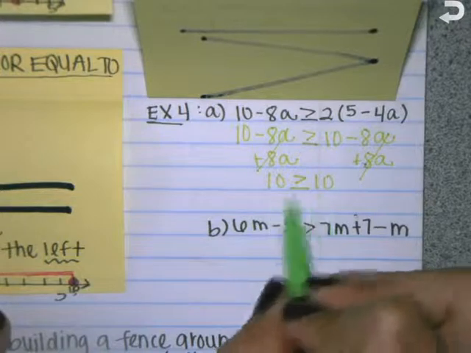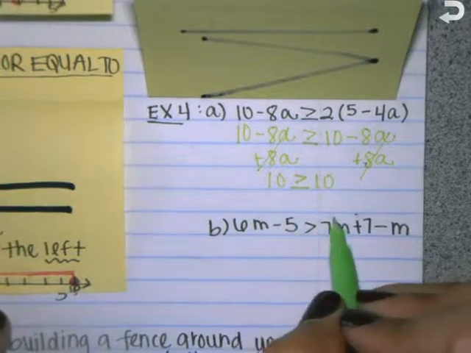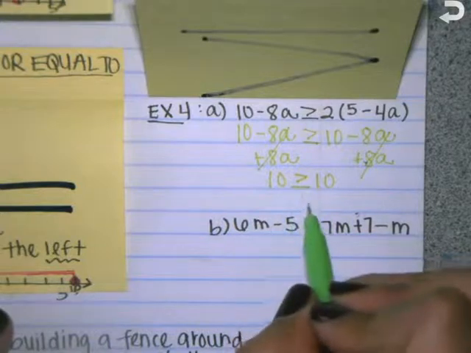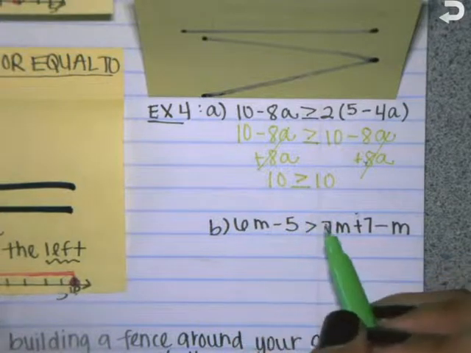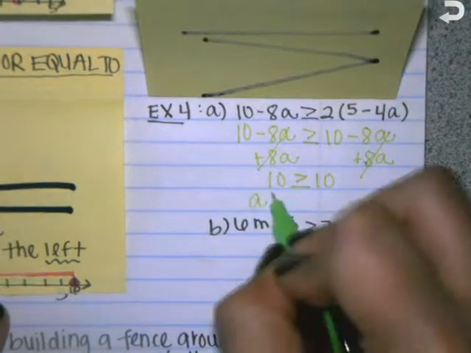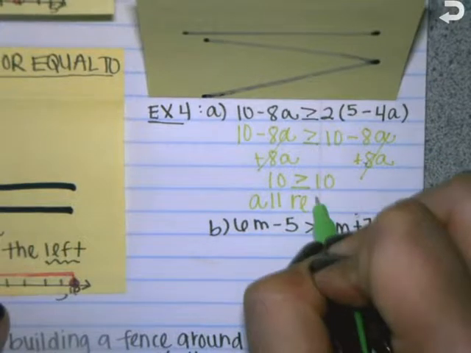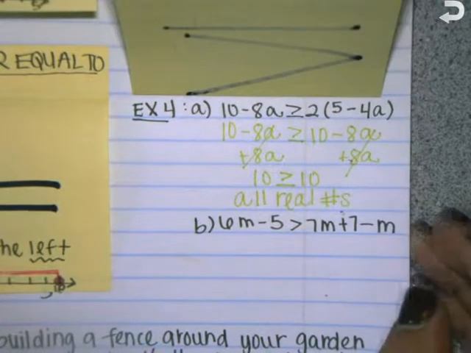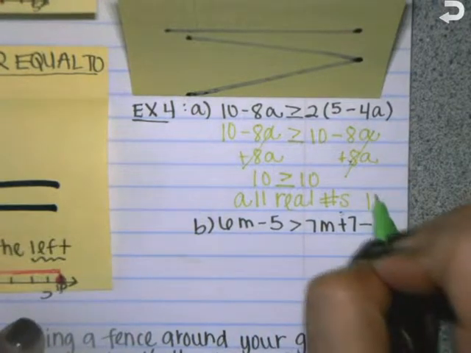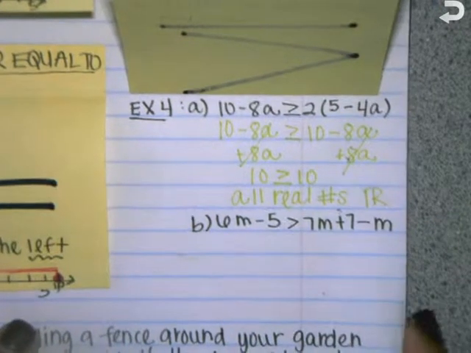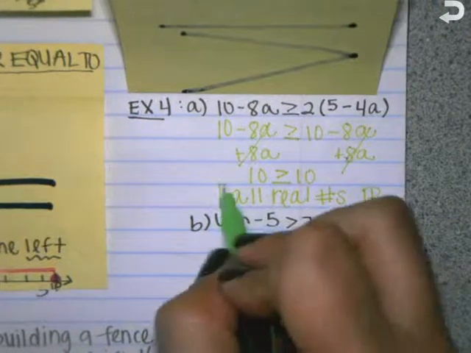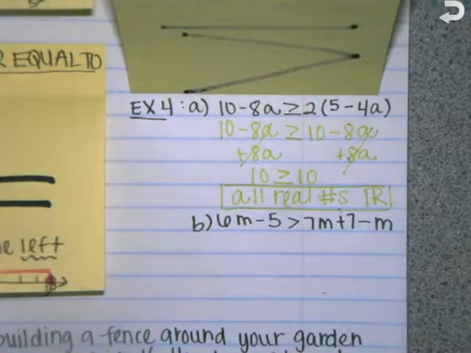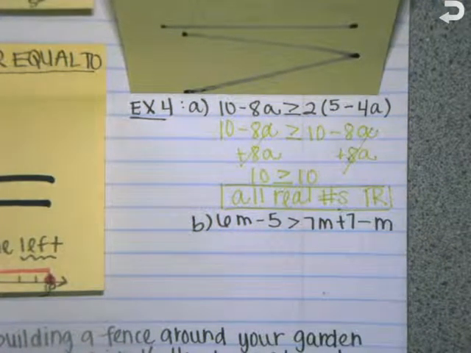Is 10 greater than 10? No. Is it equal to 10? Yes. Can it be equal to 10? Yes. So is this a true statement? Yes. So what is our solution? All real numbers. And remember, you can also use the symbol for all real numbers, which is just the block R. No, we do not use infinite solutions because technically all of these have infinite solutions because the numbers go on forever and ever.